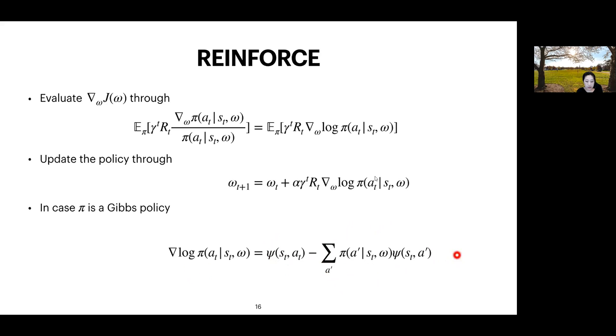So is this clear? This is just a special case of parameterizing the pi using the Gibbs policy. And essentially this motivates why we have designed the Gibbs policy that way, or why we use the Gibbs policy: this logarithm can really have a simple form.